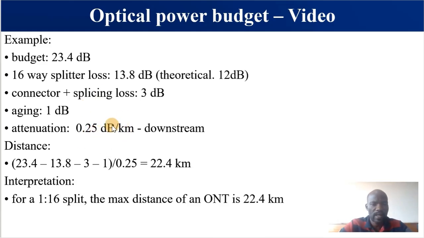I said this is normally beyond your control. So what can be the maximum stretch for our PON? So we are saying our power budget, loss at the splitter, loss due to connector, and loss due to aging.